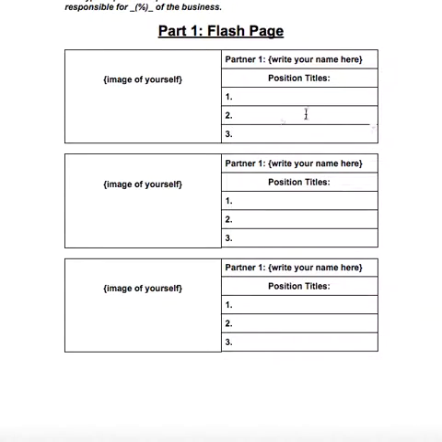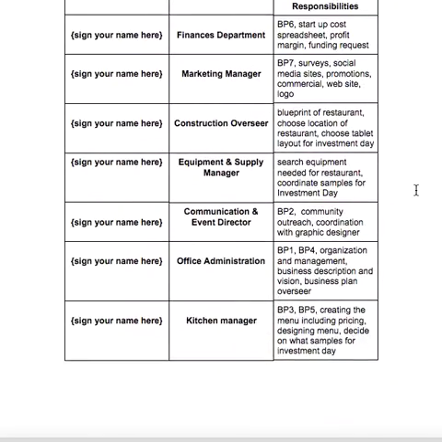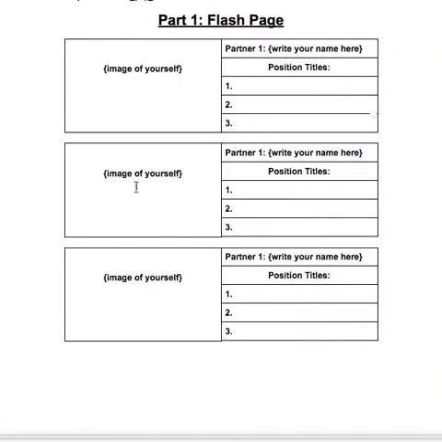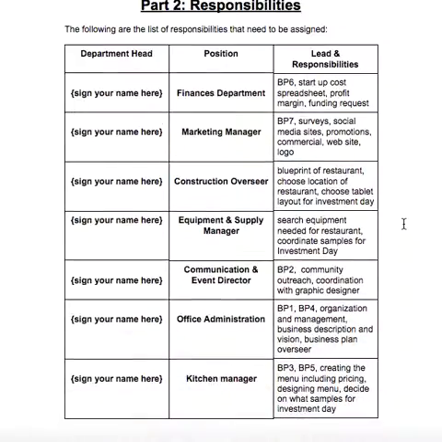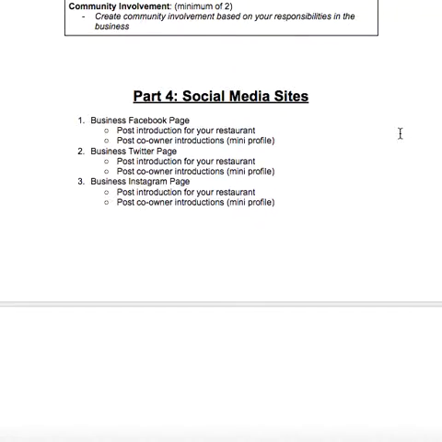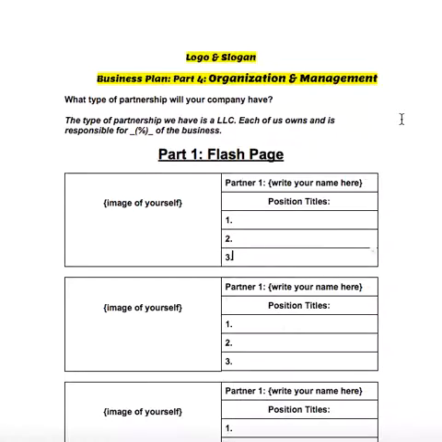Part 1 is the flash page, which is your mini profile. Image of yourself, professional image of yourself. Position titles, which is right here. And then once this is done, all of your business partners should be on the same page for this one. Responsibilities, profiles. Again, that's your in-depth profile about yourself to really provide responsibilities, what matches there. And then your social media sites. You have, as we usually give you, a week to get this done.